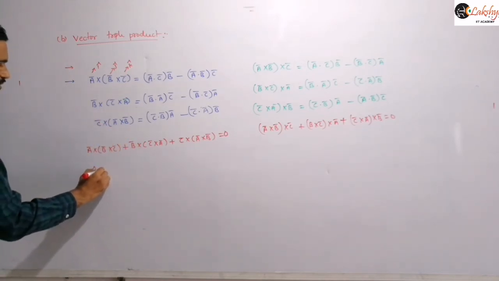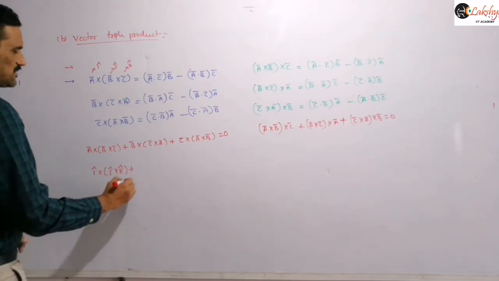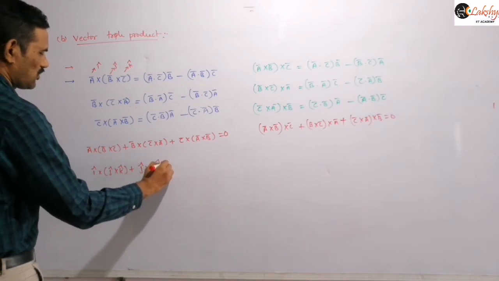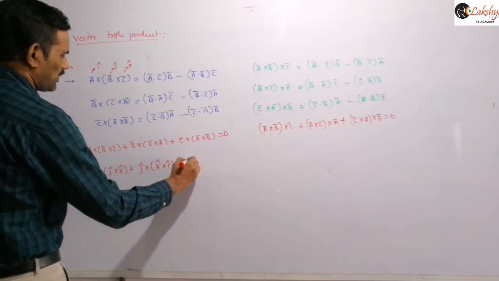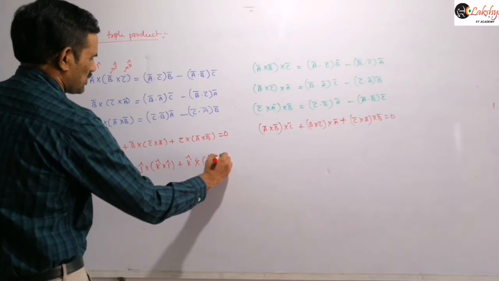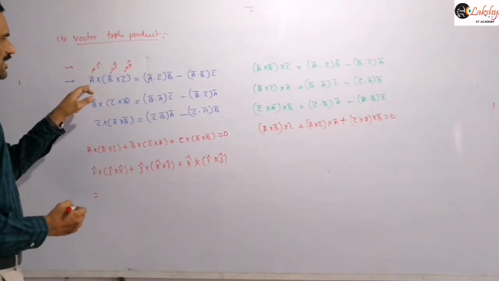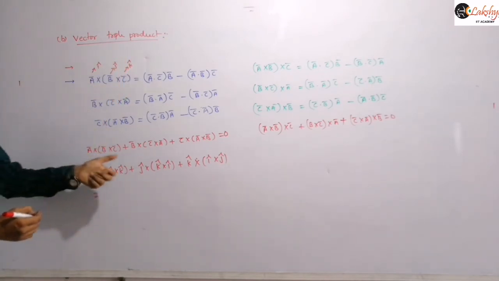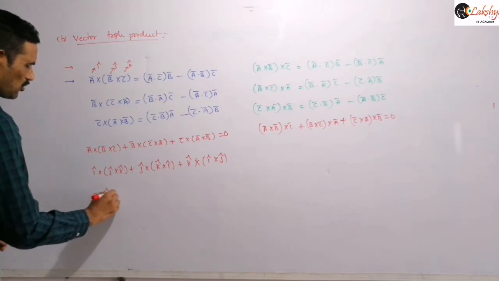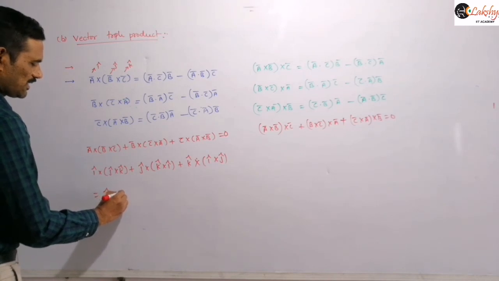I am writing i cap cross of j cap cross k cap, plus j cap cross of k cap cross i cap, plus k cap cross of i cap cross j cap. Let us simplify this one. I am taking a, b, c as i cap, j cap, k cap and verifying. So i cap cross j cap cross k cap: j cap cross k cap is nothing but i cap, right?